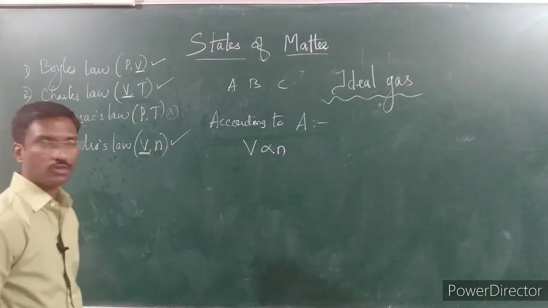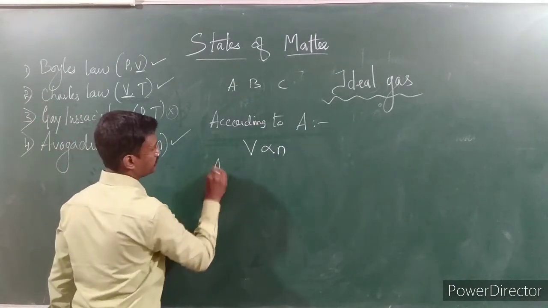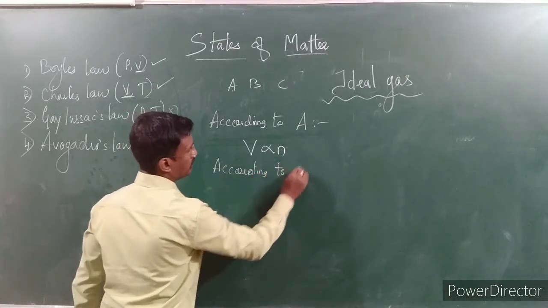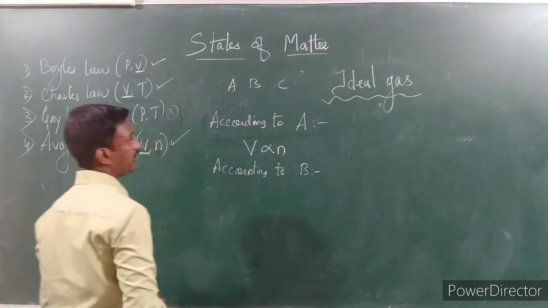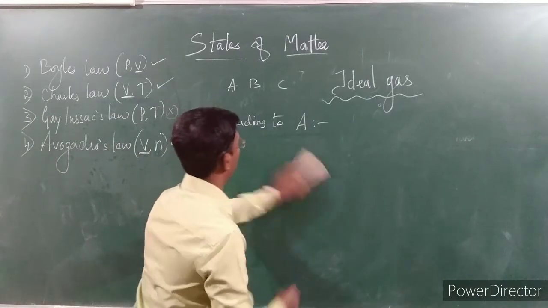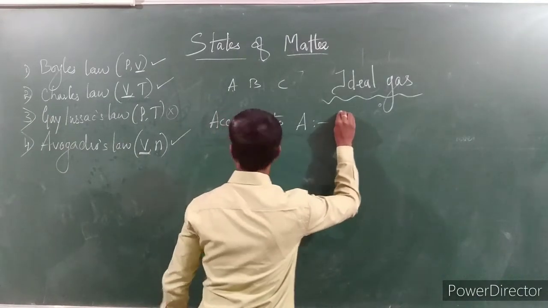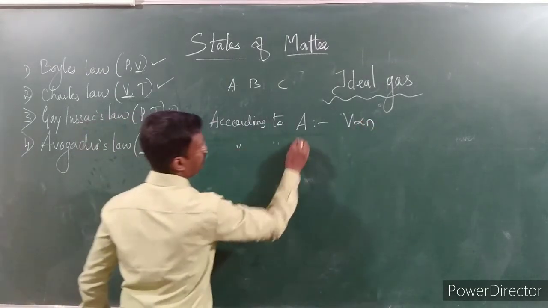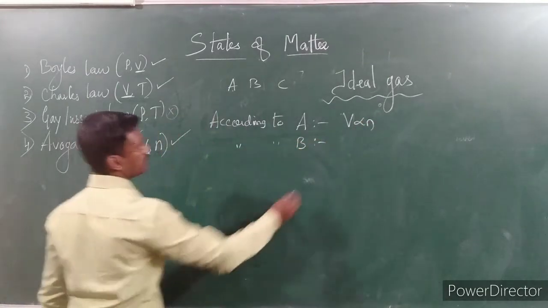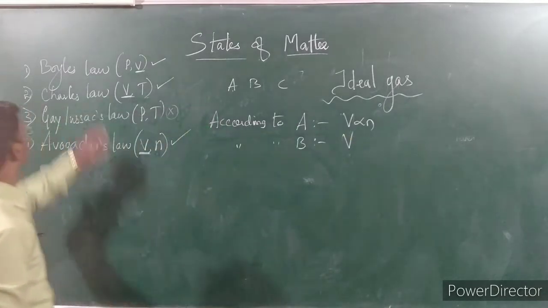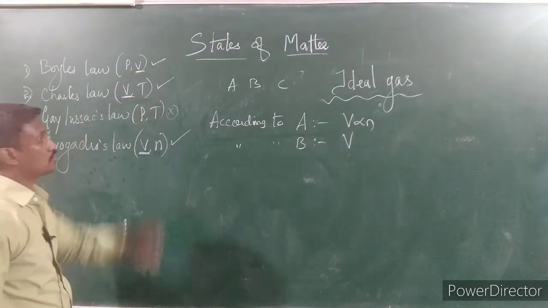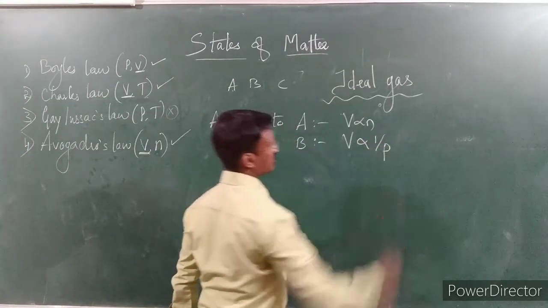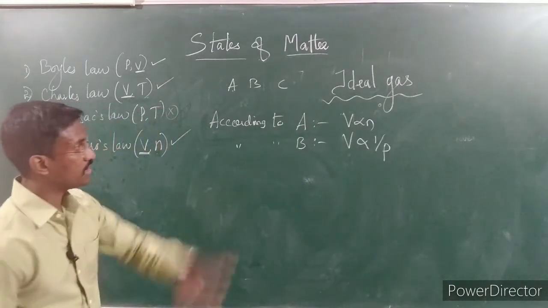This is according to the Avogadro's law. Similarly, the second one, according to B. So according to the Avogadro law, V is directly proportional to N, and Boyle's law gives the relation between pressure and volume. So volume is inversely proportional to the pressure. So V is inversely proportional to P.